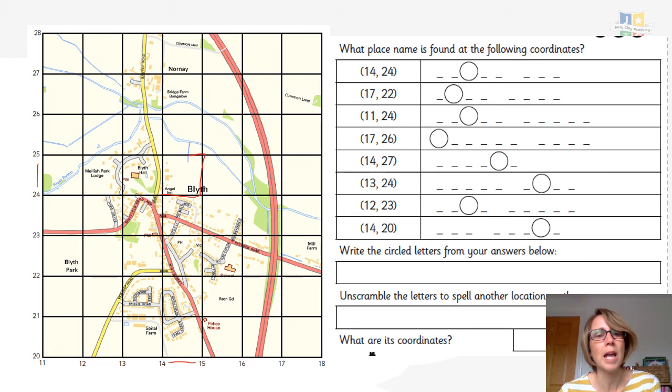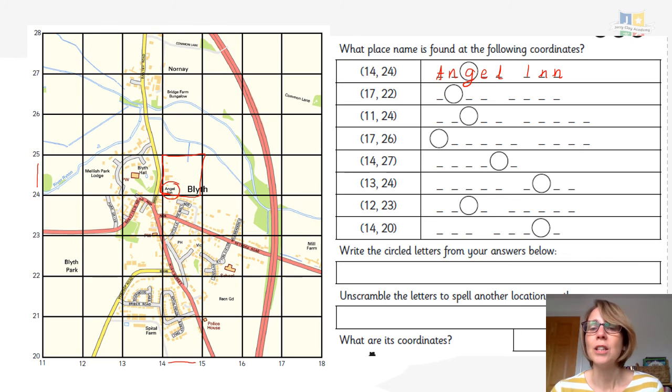Now this is a place called Blythe, and there is a place name in there that is in that position, that coordinate 1424, and it's called Angel Inn. So you need to fill in the letters ANGEL in on the spaces on the sheet, and you will do that for each coordinate that is listed.